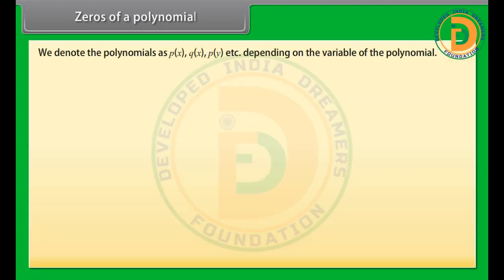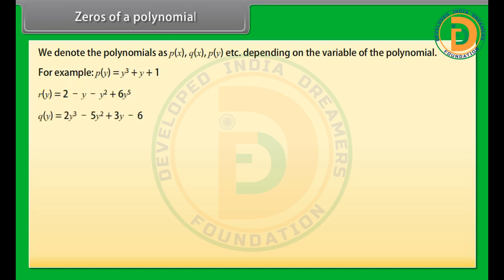Zeros of polynomial. We denote the polynomials as p(x), q(x), p(y), etc., depending on the variable of the polynomial. For example, p(y) is equal to y cube plus y plus 1. r(y) is equal to 2 minus y square plus 6y raised to the power 5. Look at this polynomial now.